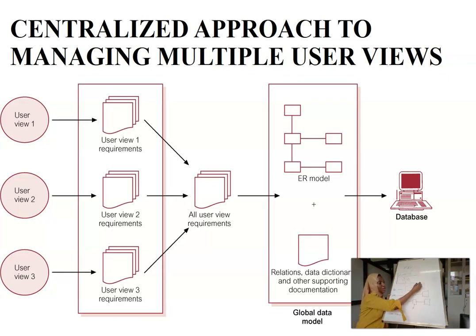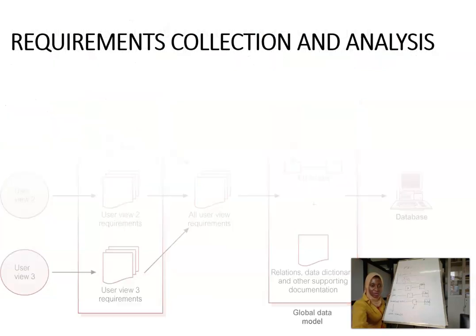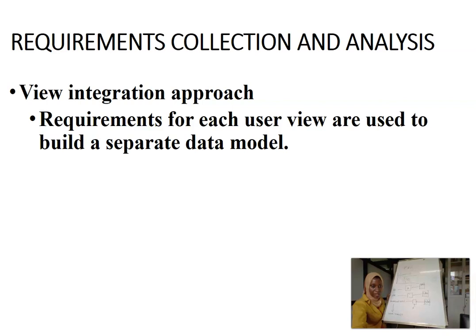Okay, so this is a local data model. This is another local data model. This one is also another local data model for the finance department, for the human resource department, and for the marketing department. So you have a finance department, it has its own requirements, and from its own requirements, it has its local data model. That is, I'm trying to explain the view integration, okay?